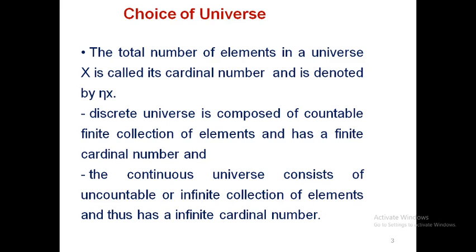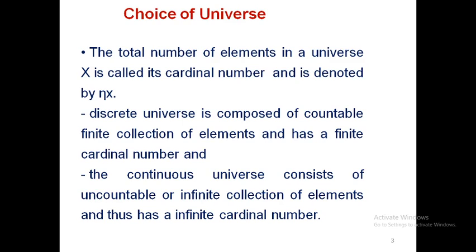So what is the choice of universe? The total number of elements in a universe, capital X, is called its cardinal number and is denoted by n of x. So how many elements are there? That number is equal to the cardinal number. So the cardinal number is represented with n of x.